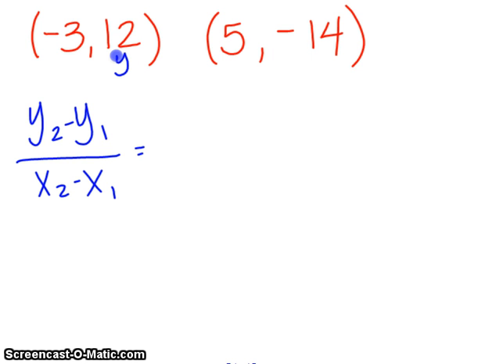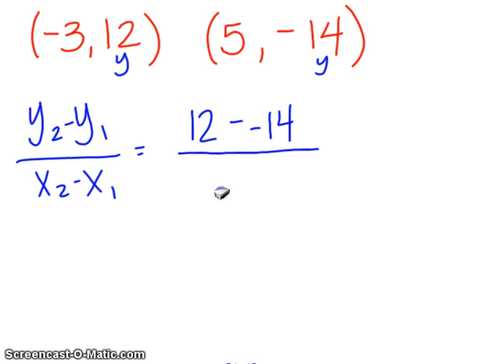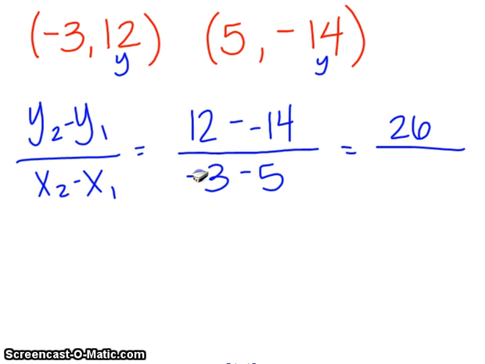So the first thing is to identify your y's. And that's what we're going to find the difference of for the numerator. So if I do 12 minus a negative 14, that's also the same thing as 12 plus 14, but I'm going to write it this way just so you can see exactly what I'm doing. On the bottom, since I chose from the 12 and then the negative 14, I have to go in the same order. So I need to do negative 3 minus 5 for the denominator. 12 minus negative 14, like I said, is the same thing as 12 plus 14, so that's going to be 26 over negative 3 minus 5, that's going to be negative 8.